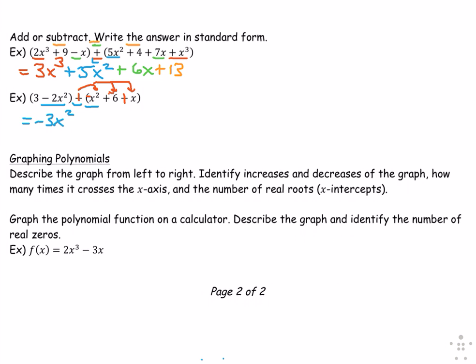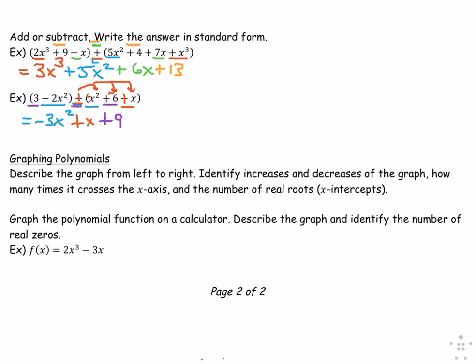squared. I go to the next highest power, so that's going to be linear. It's hanging out over here, and that's just adding a positive x, so it doesn't change signs. I already took care of that. And then lastly, I take the constant, so 3 plus 6 is 9. And that would be a quadratic trinomial. Quadratic because it has a degree of 2, and trinomial because it has 3 terms.